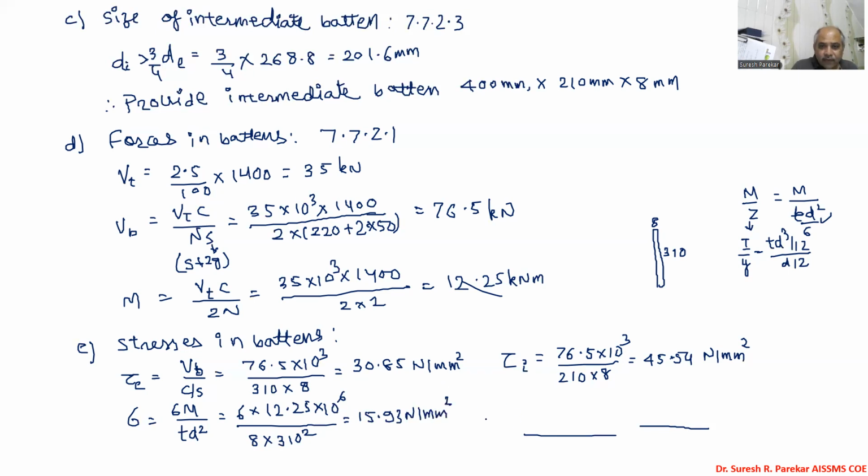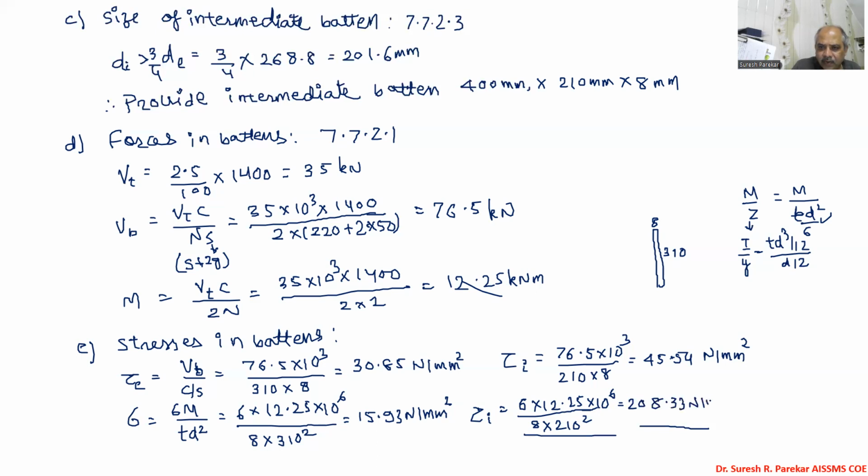And then for the intermediate batten, I will directly go: 6 into 12.25 into 10 raised to 6, divided by 8 into 210 square. We will get this value, 6 into 12.25 to the power 6 divided by 8 into 210 square, and it comes to 208.33.